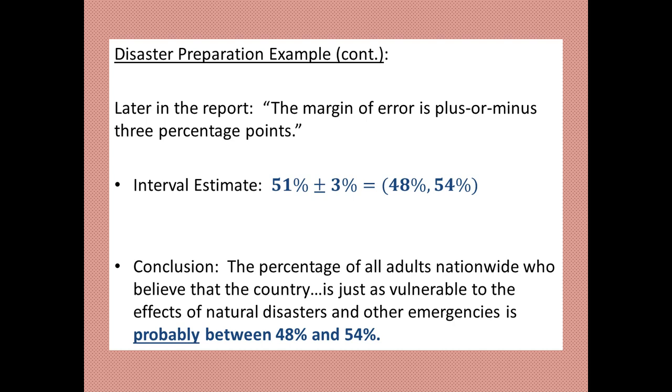So the conclusion is that the parameter, the percentage of all adults nationwide who believe that the country is just as vulnerable to the effects of natural disasters and other emergencies as it was prior to Hurricane Katrina, is probably between 48% and 54%. We can't say anything definitive because we don't know what the parameter actually is. We don't know what the population percentage is. It's very likely that it's in there, but it's not 100% guaranteed.